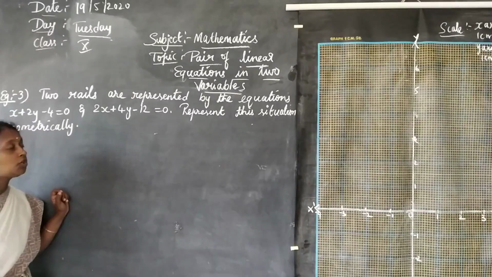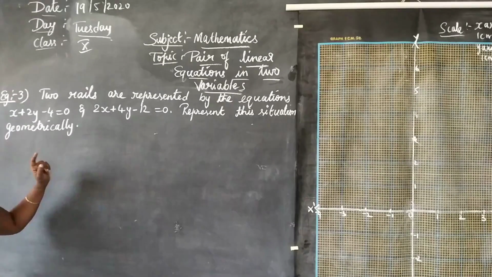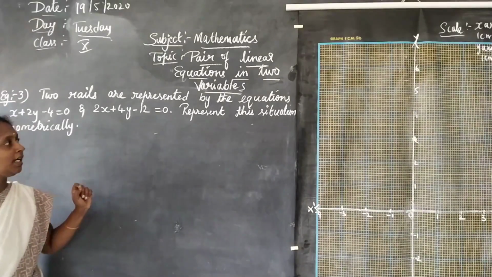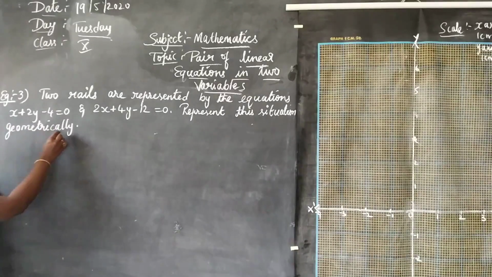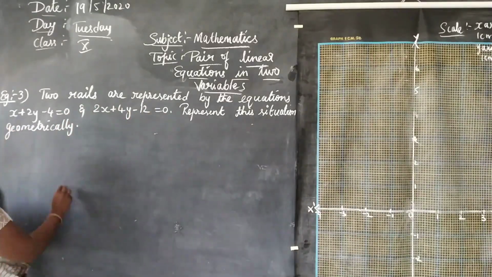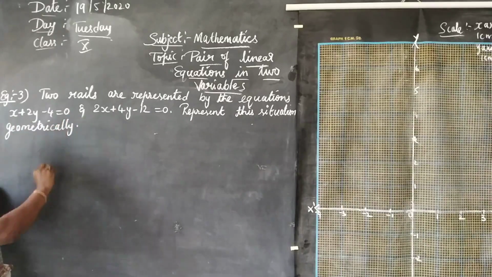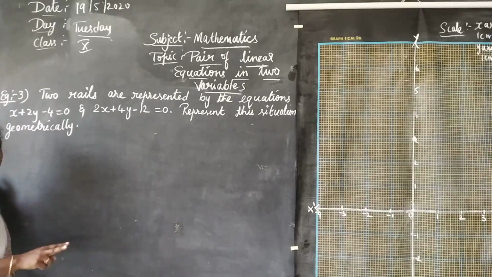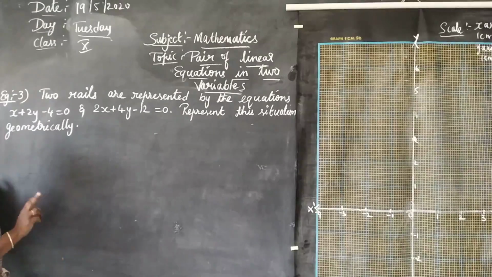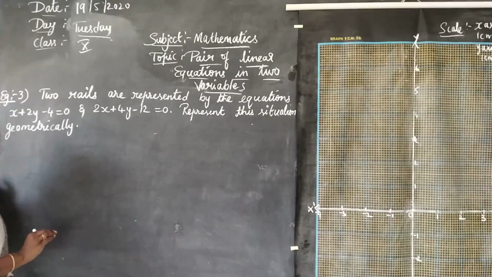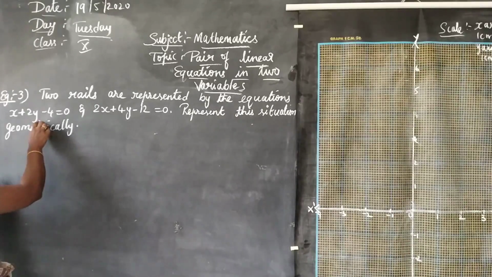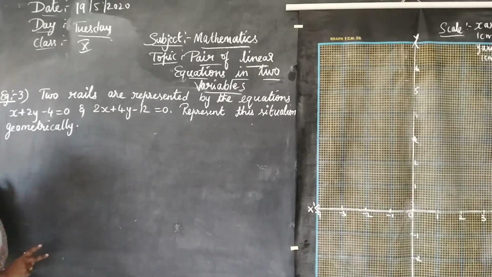The third example question is: two rays are represented by the equations. Please observe, two rays are represented by the equations. They themselves have given the equations. In the last two example sums which I did, it was asked to represent algebraically. What do you mean by algebraically? I represented these two equations in the previous two examples.